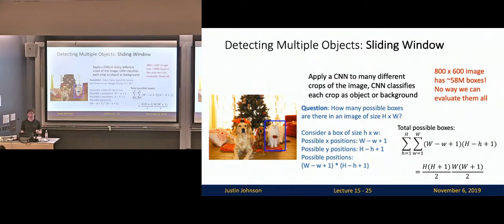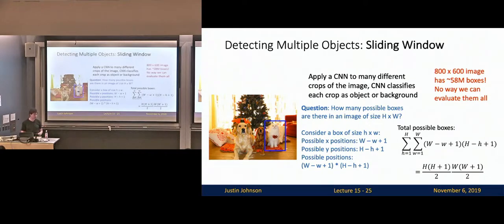So if we wanted to do some kind of dense sliding window approach and actually apply our CNN sliding window classifier on each one of these possible image regions, this is going to be absolutely completely infeasible. There's no computational way that we could run our CNN forward pass 58 million times just for one image. We'd be waiting forever for any detections that we wanted to come out.